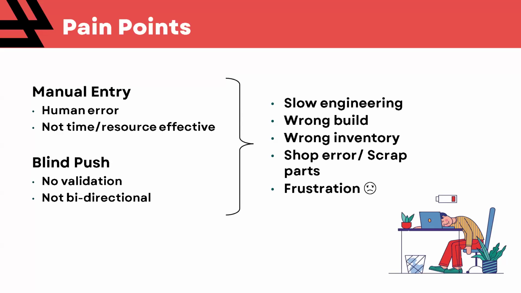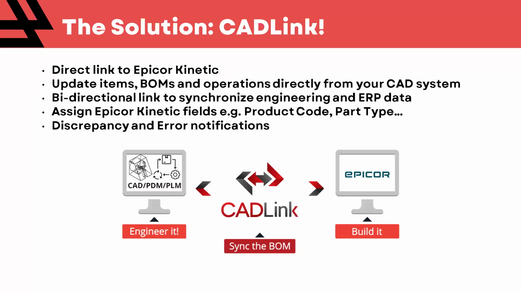And so after speaking with companies about these pain points, we've brought them the solution of CADLink. It is a tool that integrates directly between CAD, PDM, and PLM and Epicor. It provides a direct link to Epicor, so there's no need for companies to build their own homegrown solution. It updates items, BOMs, and operations directly from the CAD system. So there's no need for duplicate entry.